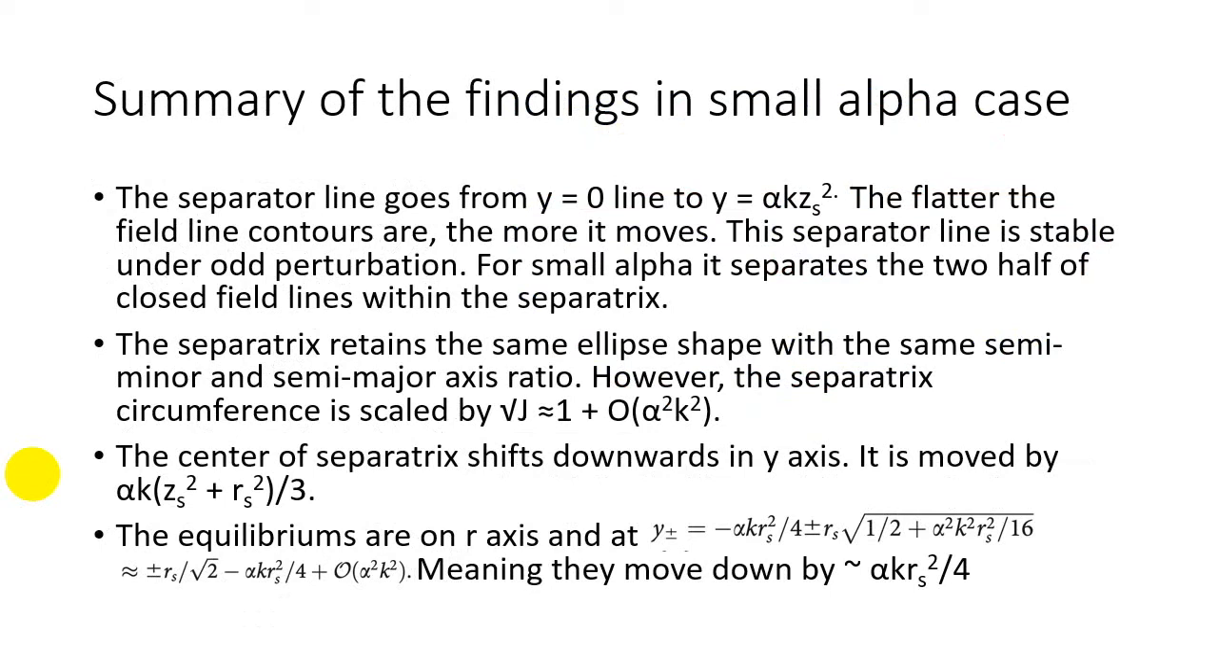As you saw, the magnetic field separator line goes up a little by this amount, the ellipse becomes slightly smaller, with the circumference scaled by root z, and the center of that ellipse goes down a little. The equilibrium points also go down a little bit, but it's fairly small.